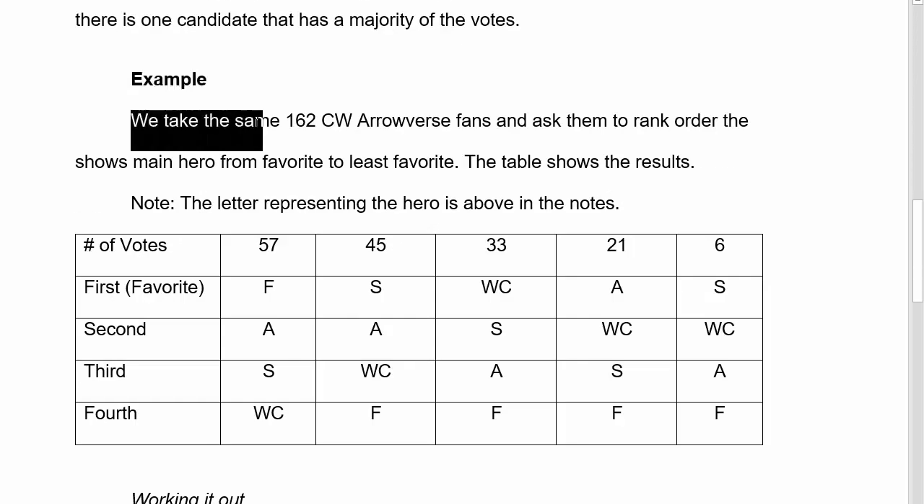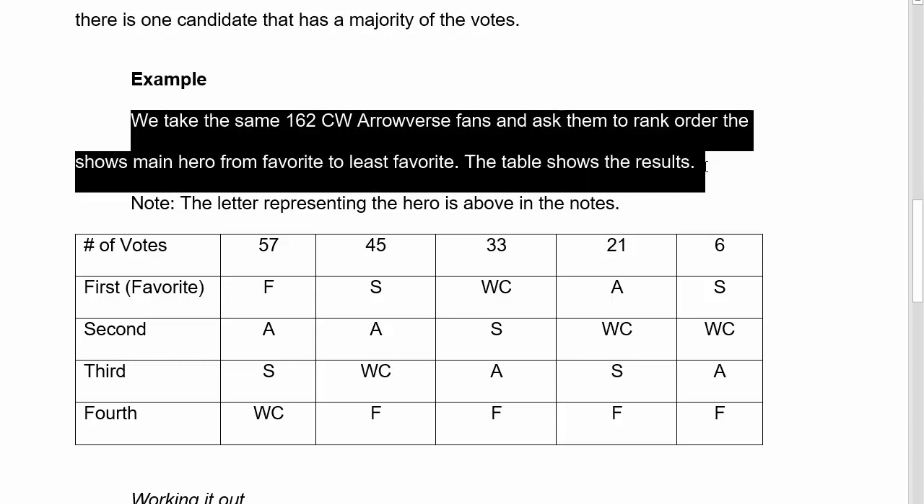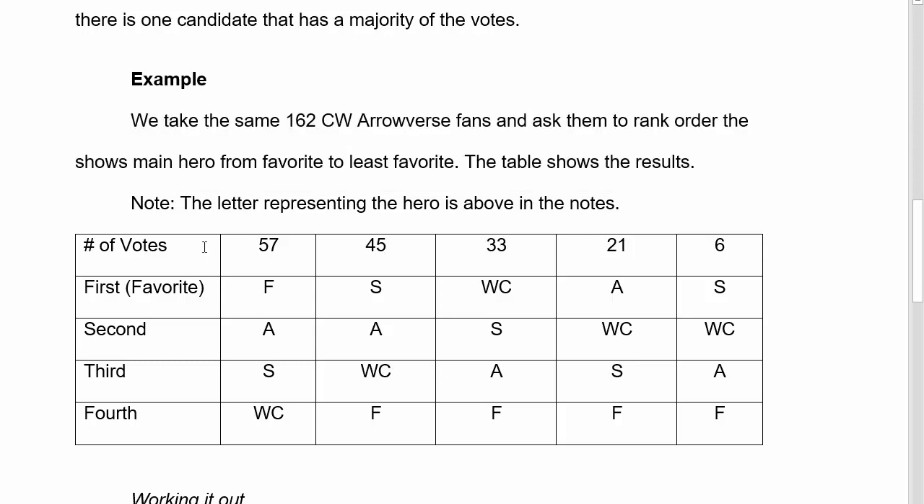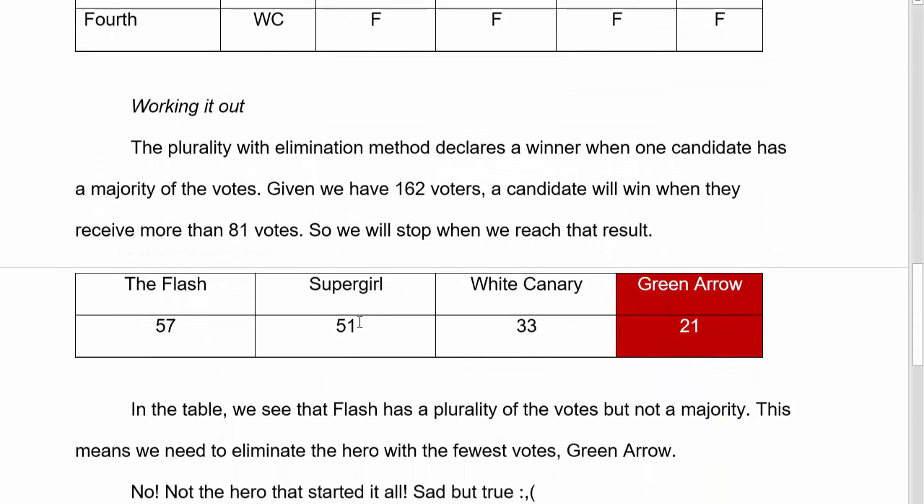Example, all right? So let's say we take the same 162 CW Arrowverse fans and ask them to rank order the show's main hero from favorite to least favorite. And we have this table of results below, the same from the last video, okay? And we saw that Flash earned 57 of the 162 votes, which was about a third of the total votes, and won using the plurality method, okay? But who would win if we eliminated the least favorite heroes until we got a majority? So that's what we're going to do.